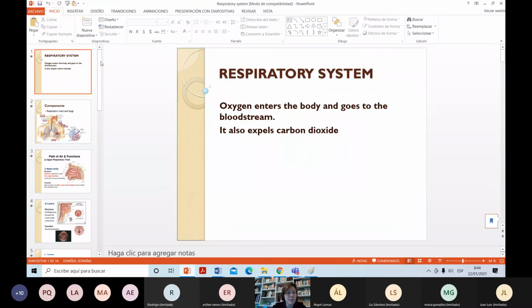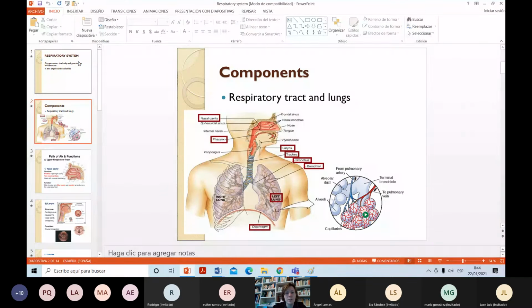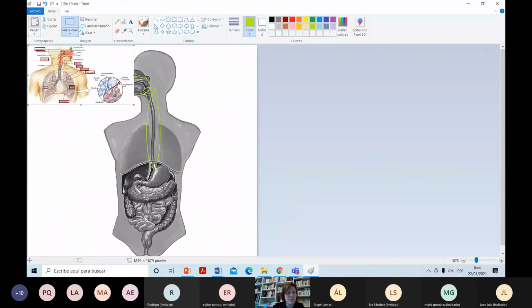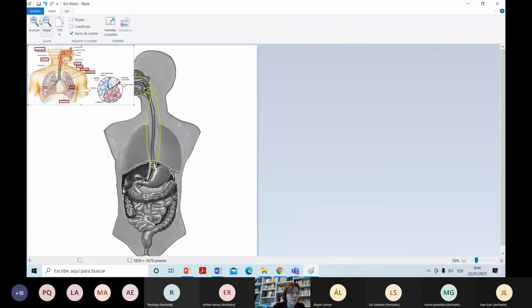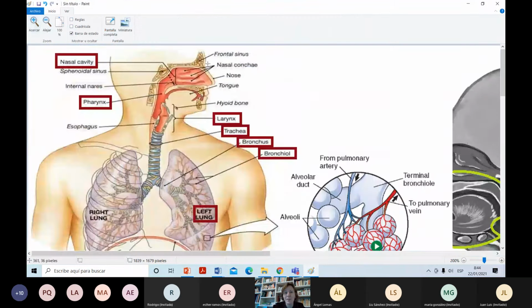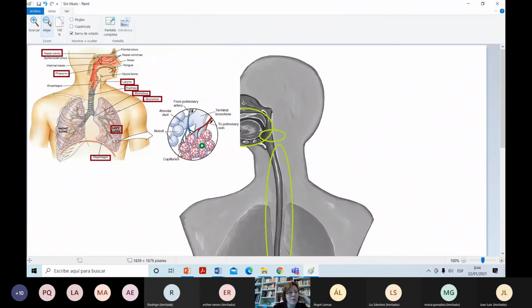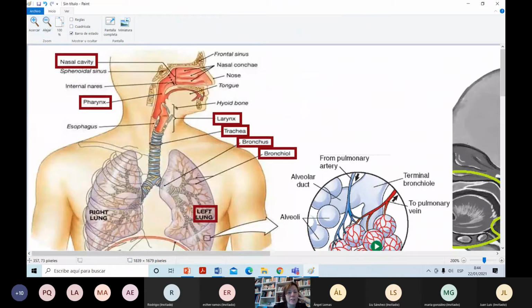Okay, so yesterday we saw the components of the respiratory system, and then I'm going to have someone telling me all these components. Rodrigo, now that I know that you've got this microphone with you, could you tell me what's the first place that air is going to get in? What's the name of the first structure?